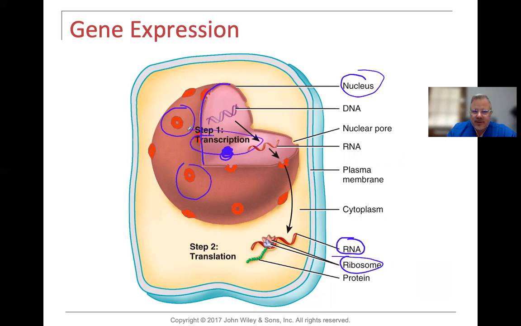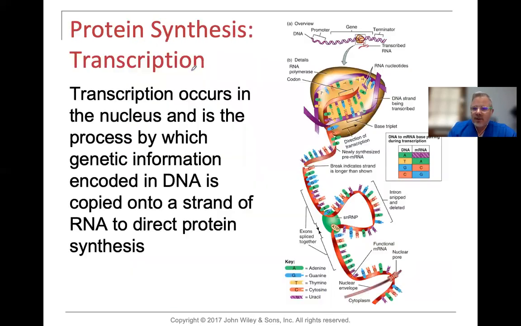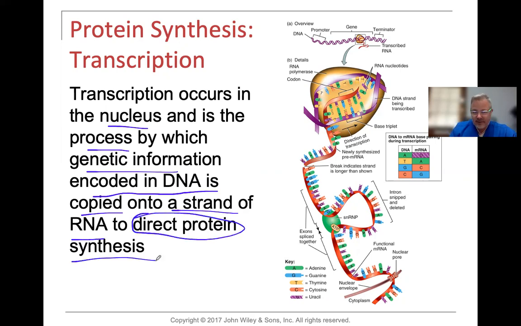We'll see the term transcription and translation. This is involved in protein synthesis. So transcription occurs in the nucleus, and it's the process by which genetic information encoded in the DNA is copied onto a strand of RNA, and now that's going to direct protein synthesis, okay?